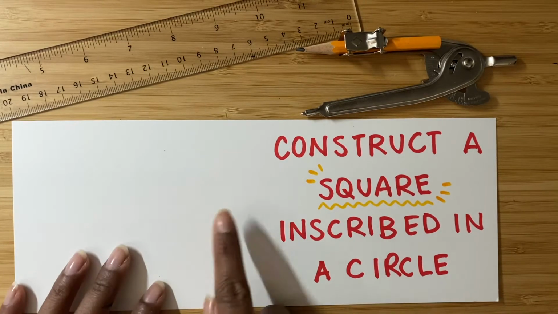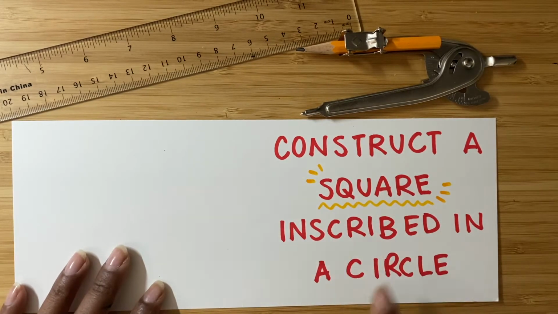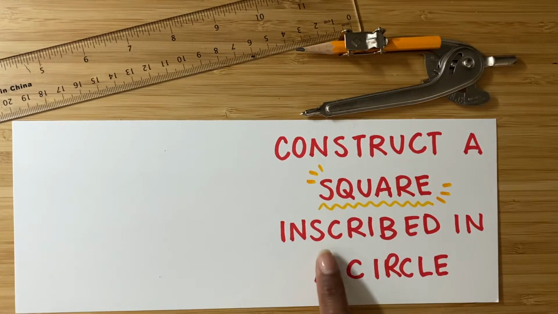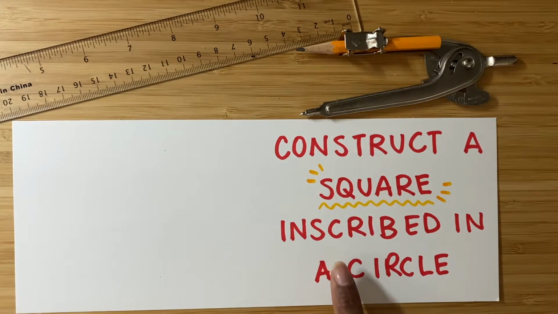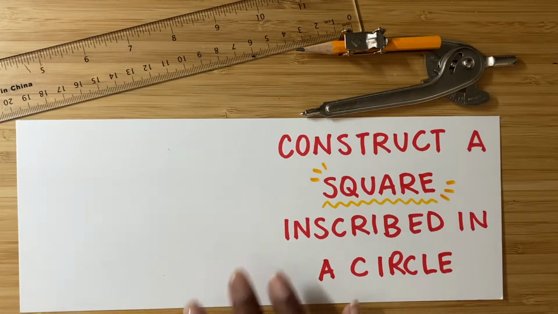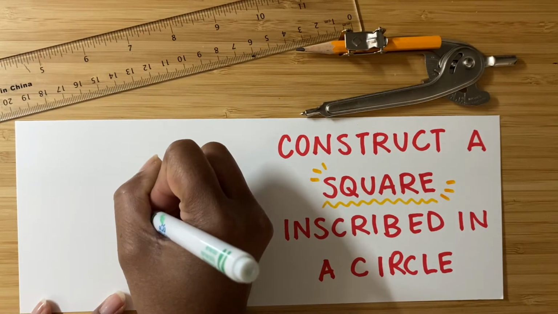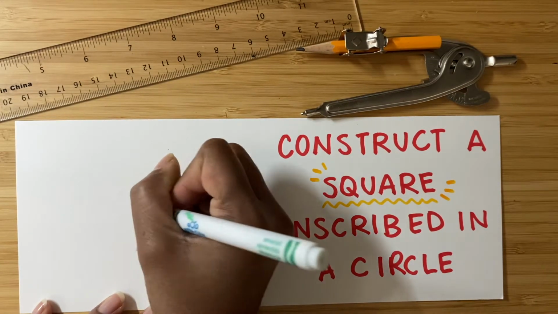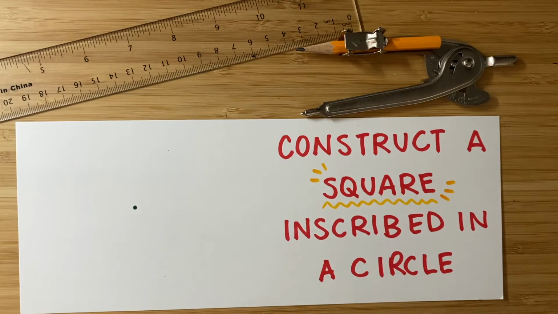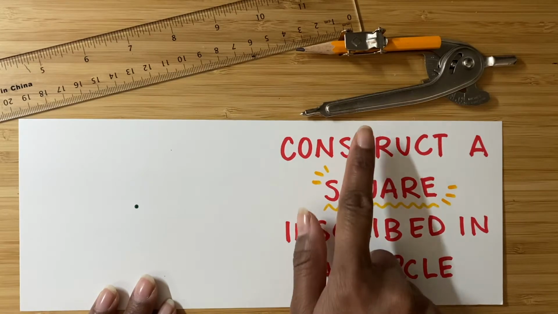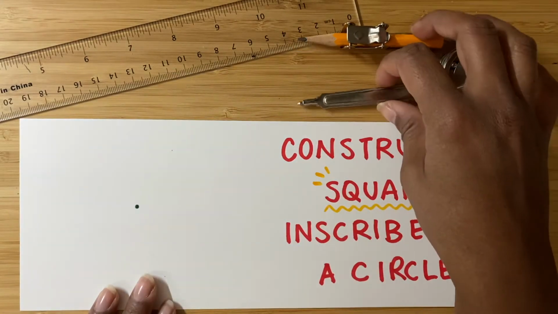In this video, we'll go over how to construct a square inscribed in a circle. Reminder that inscribed in a circle means inside of the actual shape. Right now, I'm going to start this process by putting a center point on my paper. That's going to be the center point for my circle. In order to construct a square, you need to have both a compass and a ruler or a straight edge.